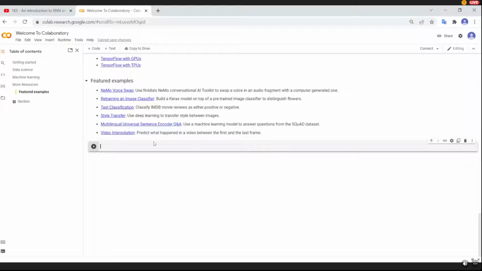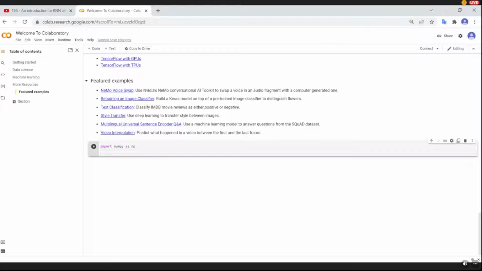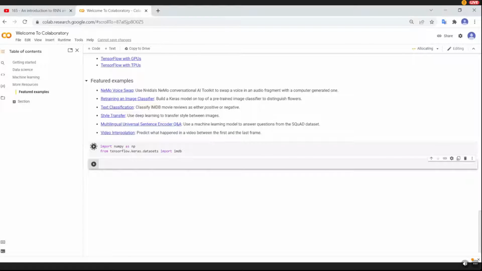So now we're going to import some libraries first. Import NumPy as np. NumPy is a very useful library for matrices. All the data is all about matrices, and that is why we need NumPy. It's a very useful tool. Then from tensorflow.keras.datasets import imdb. IMDB is a dataset name, so we're going to download the dataset.